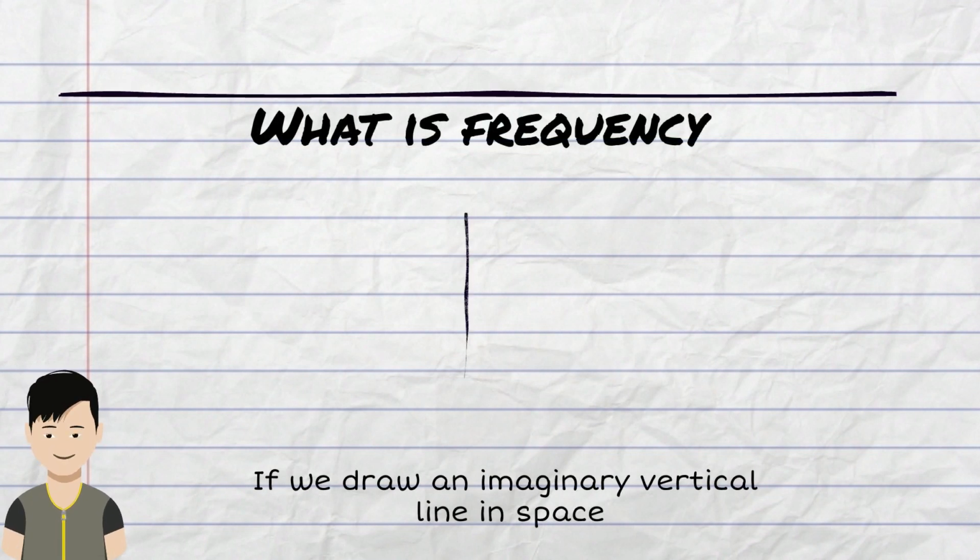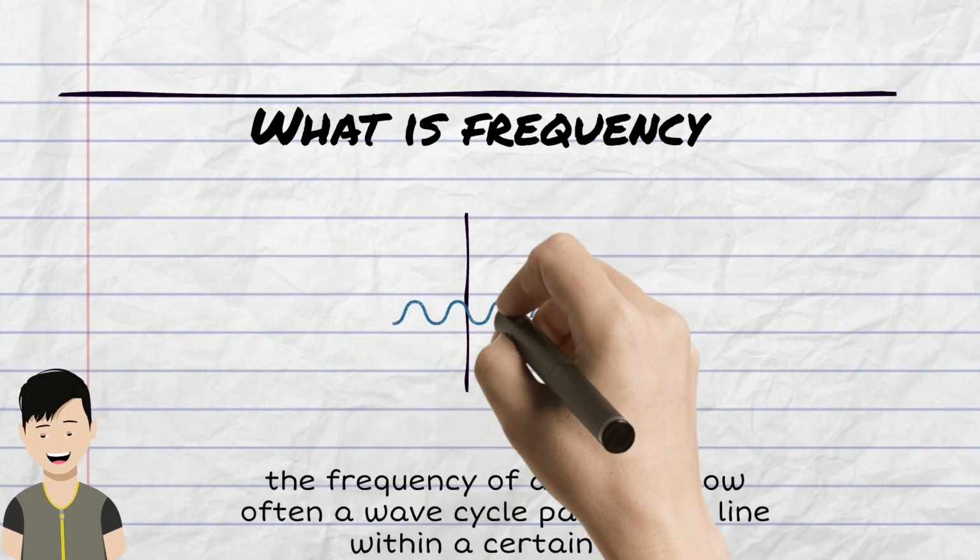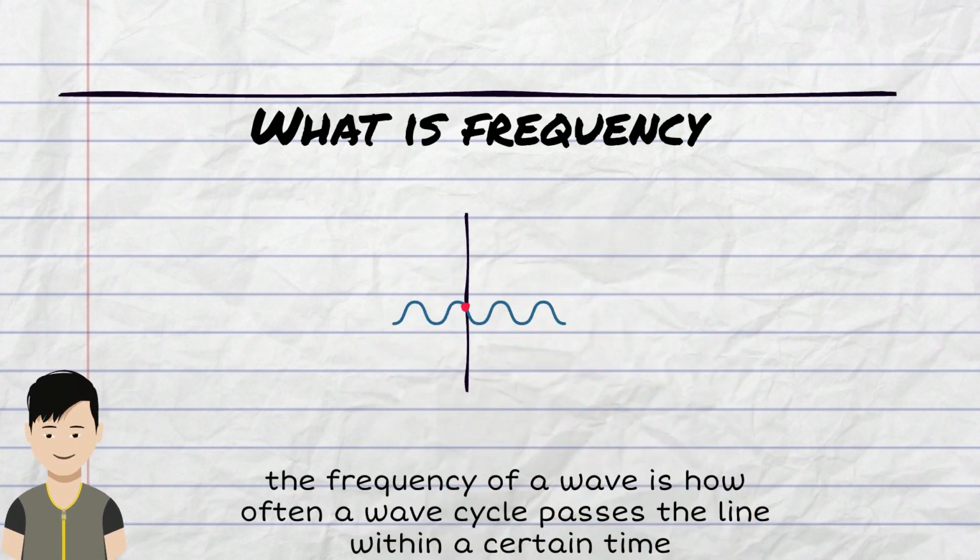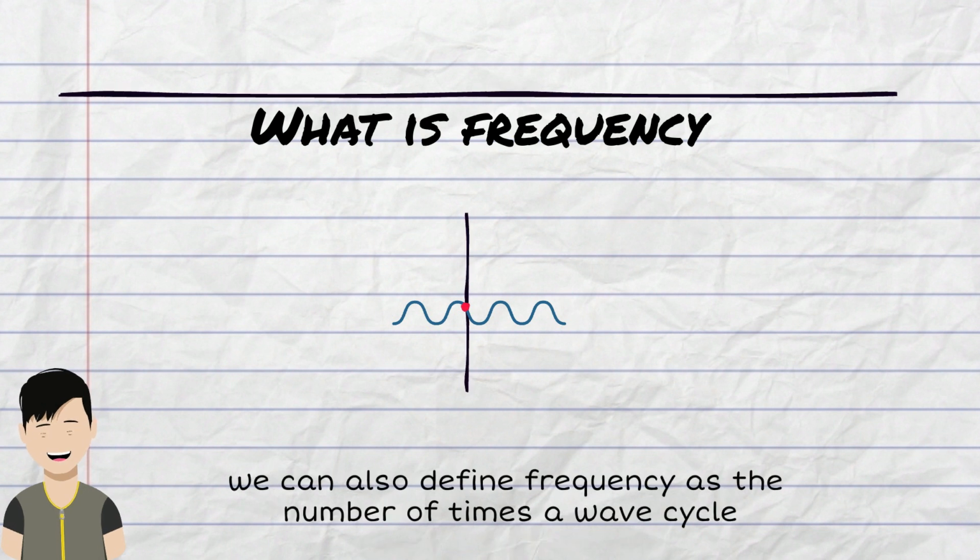If we draw an imaginary vertical line in space, the frequency of a wave is how often a wave cycle passes the line within a certain time. We can also define frequency as the number of times a wave cycles.